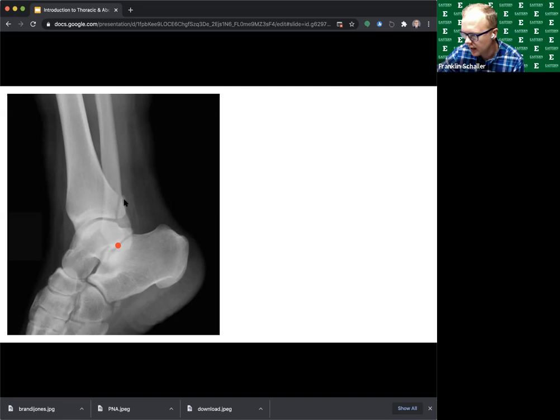Okay. This might end up becoming surgical, but nonetheless, you would splint this patient, talk about pain control, talk about RICE therapy, rest, ice, compression, elevation, and get them follow up with ortho. You don't necessarily have to rush them to the ER, but you do want to think about this might become surgical.